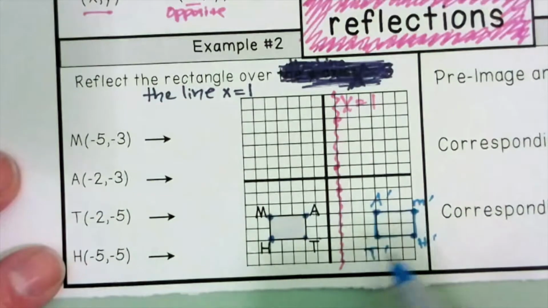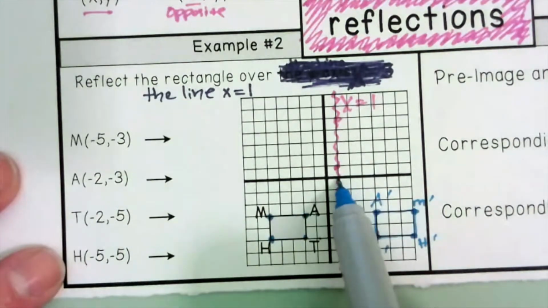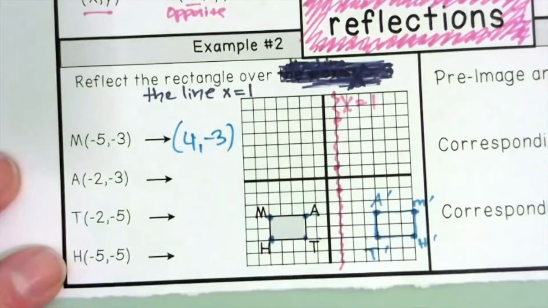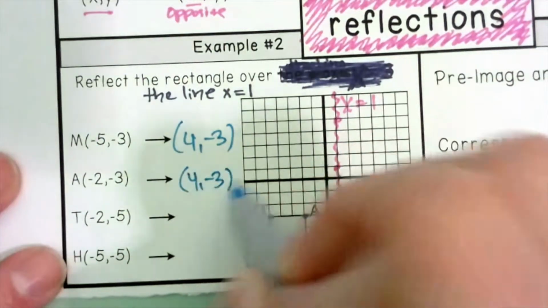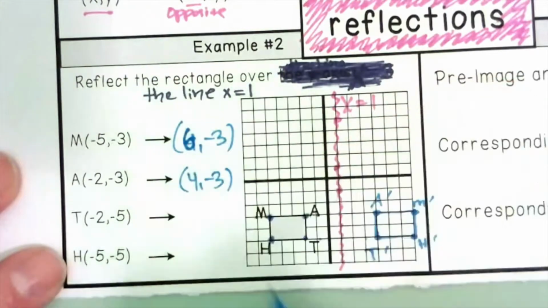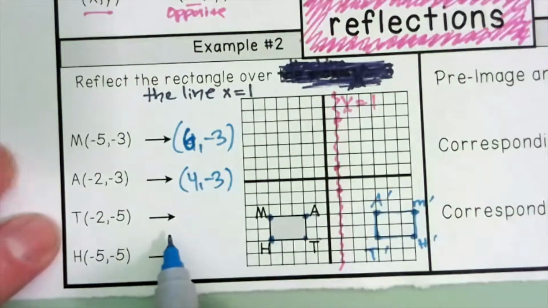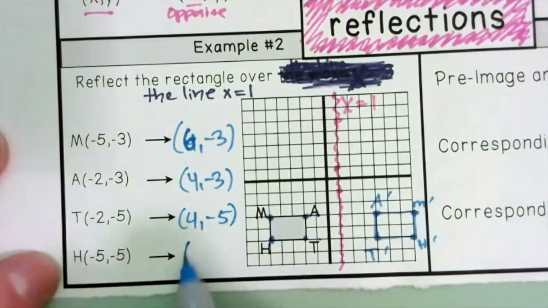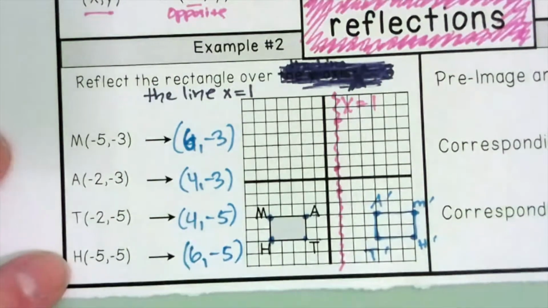And then when we put our ordered pairs, A is 1, 2, 3, 4, -3. Oh, that was A. M is 6, -3. T prime is 4, -5. And H prime is 6, -5.